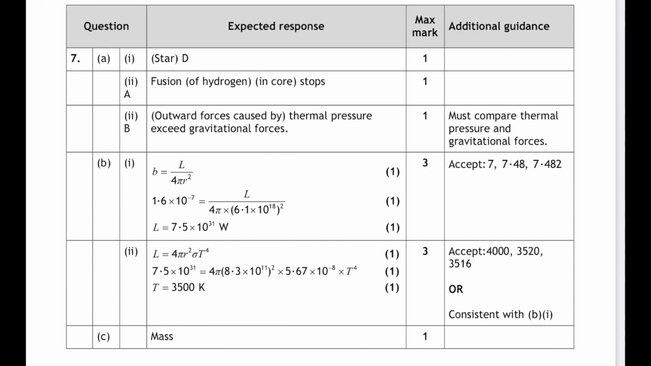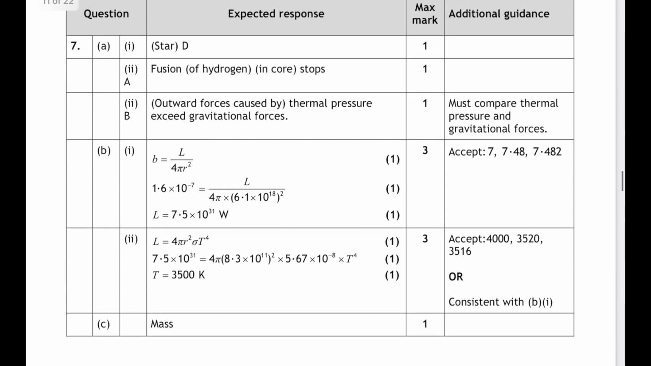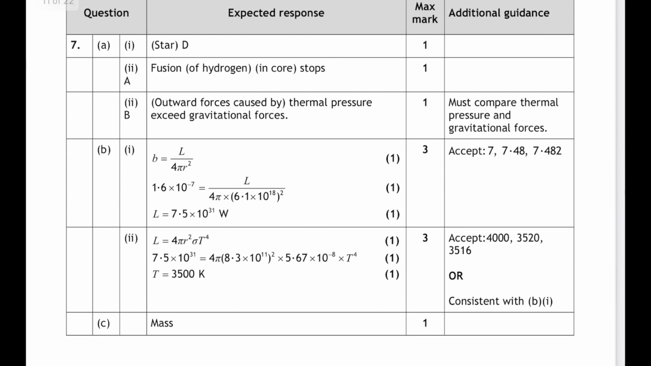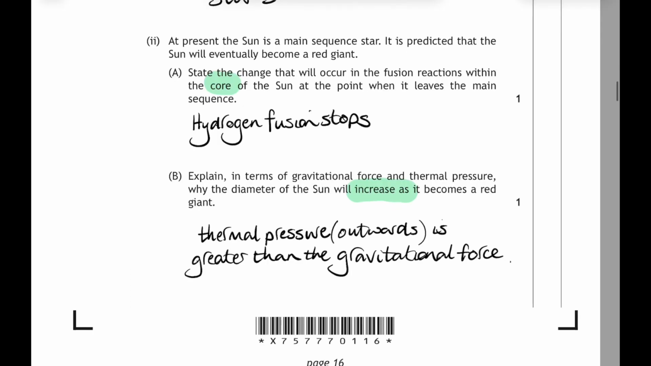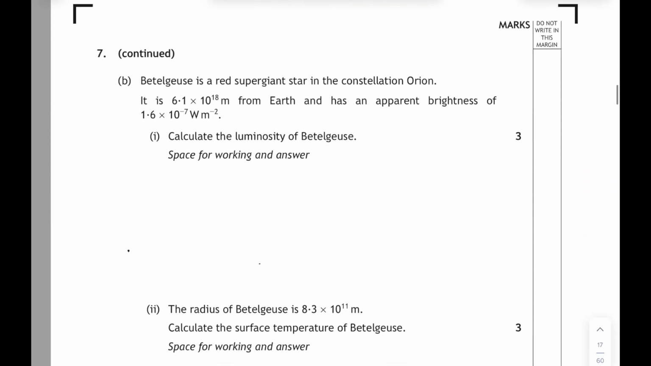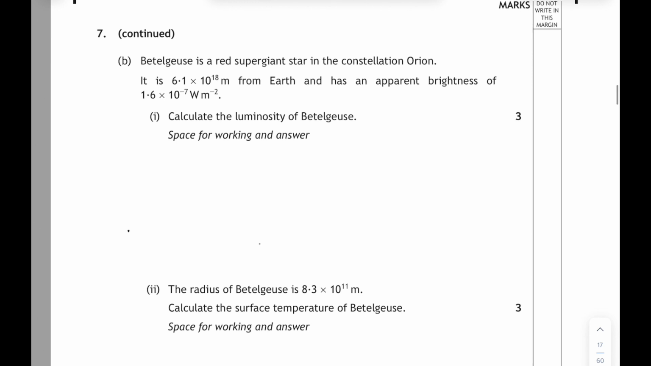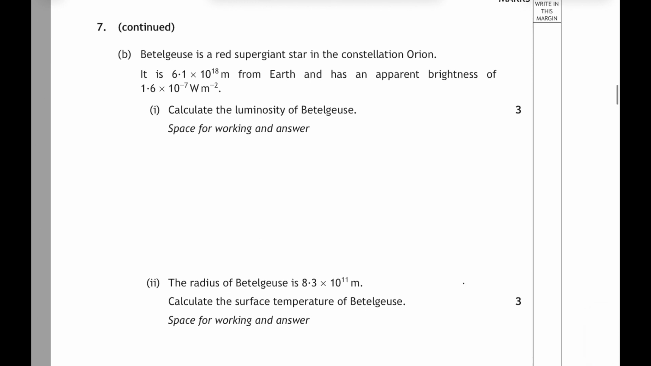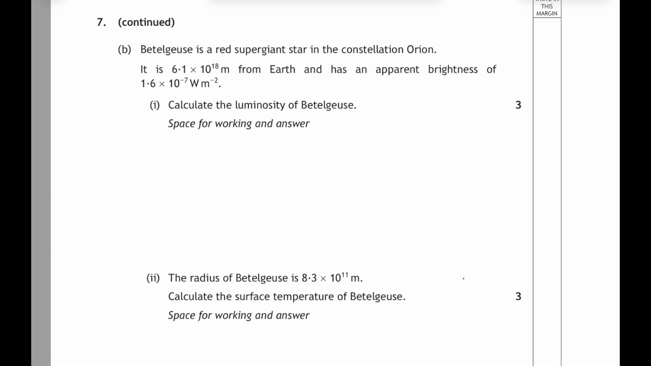It's not often you get 3 1-mark questions to start with, and not a lot of writing involved. Anyway, let's move on. 7 part B. Betelgeuse is a red supergiant star in the constellation Orion, and it's 6.1 times 10 to the 18 metres from Earth, and it has an apparent brightness of 1.6 times 10 to the minus 7 watts per square metre. And we have to calculate the luminosity of Betelgeuse.